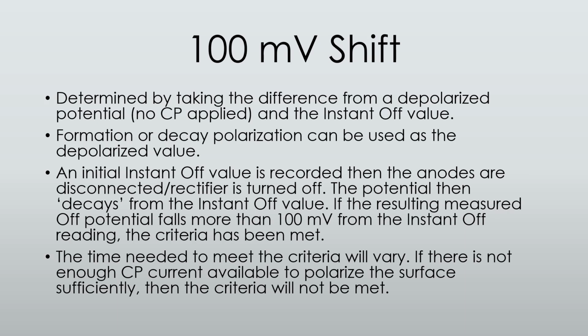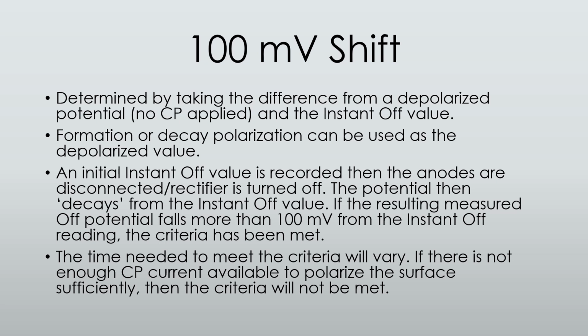So the 100 millivolt shift is determined by taking the difference from a depolarized potential, so no cathodic protection applied, and the instant off value. So formation or decay polarization can be used as the depolarized value. An initial instant off value is recorded, then the anodes are disconnected. The potential then decays from this instant off value, goes down, or shifts electropositive typically. If the resulting measured off potential falls more than 100 millivolts, so we can have values much greater than 100 millivolts from the instant off reading, then this criteria has been met.